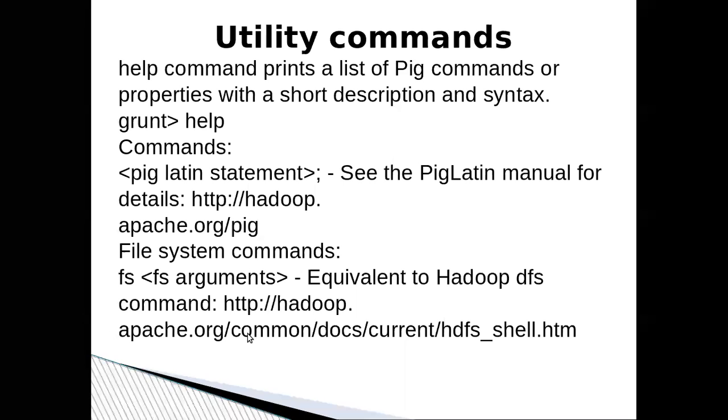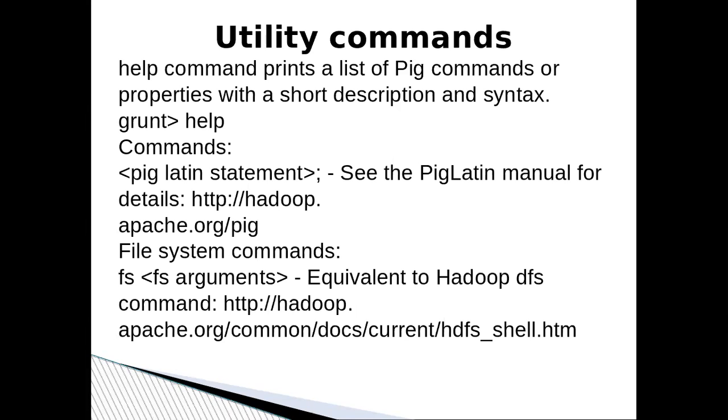Then there are utility commands in the grunt shell, and the first one among them is the help command. If you write help, you will get a lot of help about how to use the Pig Latin environment. I've just shown you a sample output of the help command. It shows that in grunt you can have this fs command. The syntax is fs followed by fs arguments, and the details are there at apache.org/common docs.